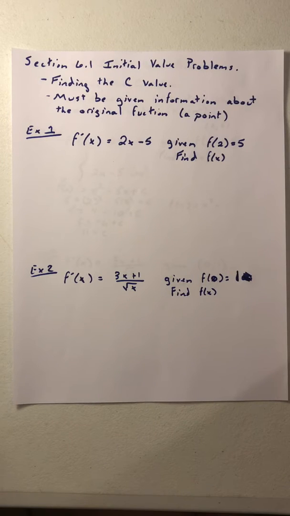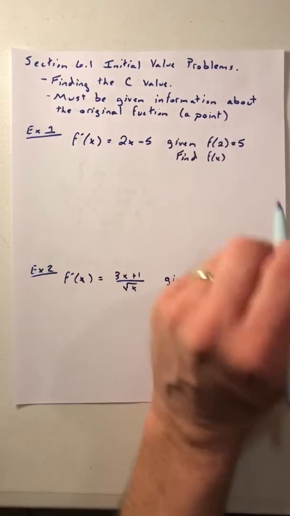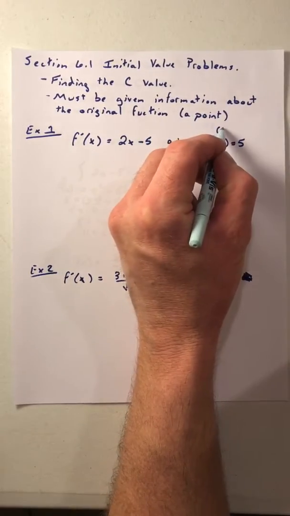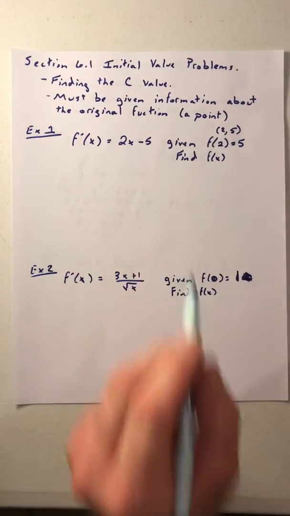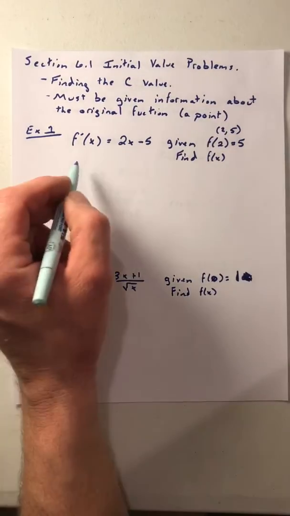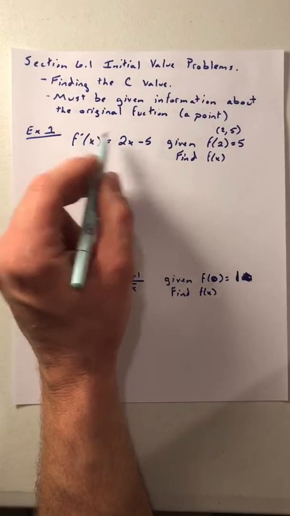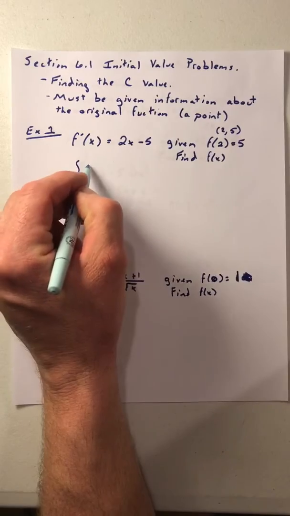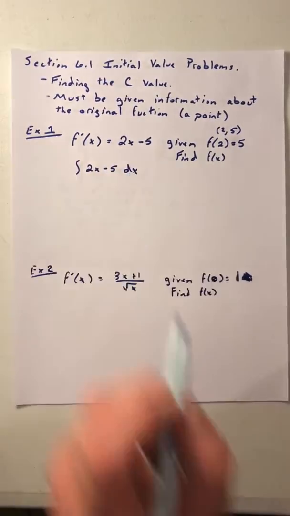So in example 1, we're giving you the derivative of 2x minus 5. We're also given that f of 2 equals 5. Well, telling us that f of 2 equals 5 is giving us the point (2, 5). And now we can go ahead and find f of x. So how do we find f of x? Well, we know if we integrate the derivative, we end up with the original function. So I'm going to integrate 2x minus 5 dx.